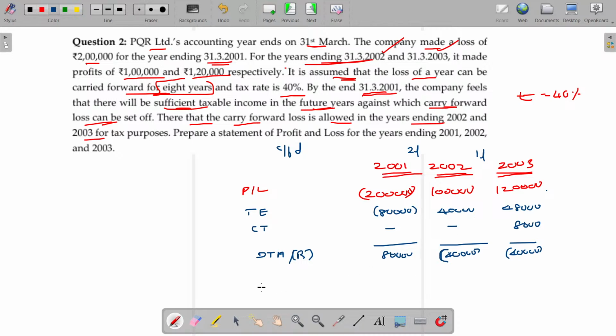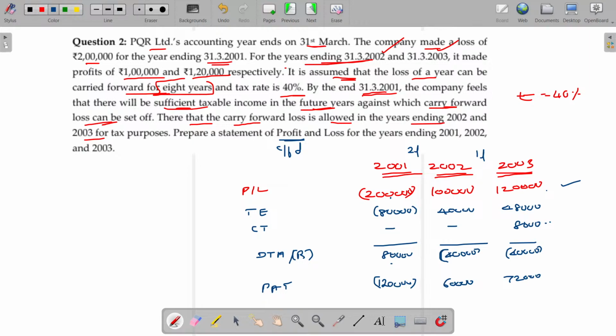Now, clear? What about the profit after tax? Prepare a statement of profit and loss for the year ending. From the profit and loss, you have to adjust DTA and all. The tax payment is here being 8,000 rupees. 2 lakhs loss, but 80,000 recoverable. Net profit after tax being only 1,20,000. 1 lakh after 40,000 rupees, 60,000 will be your net profit after tax. 1,20,000 minus 48,000, 72,000 is your profit after tax.